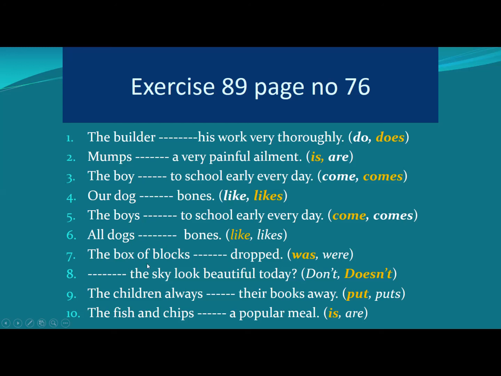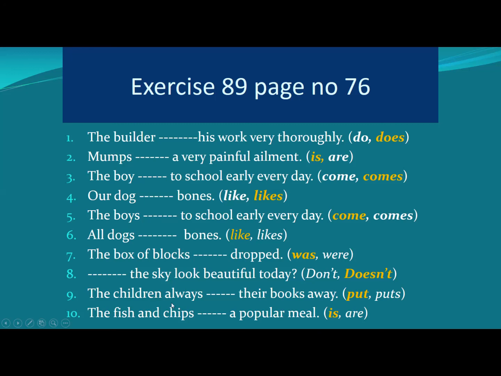Number 7: the box of blocks was dropped. Though blocks is used, we are talking about the box, which is singular, so the helping verb will be singular. The box of blocks was dropped. Number 8: doesn't the sky look beautiful today? Over here doesn't will be used because the subject is sky and it is singular.